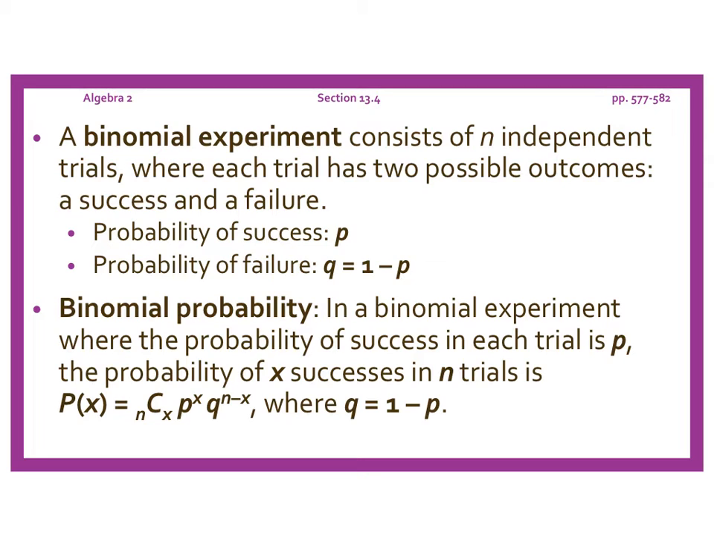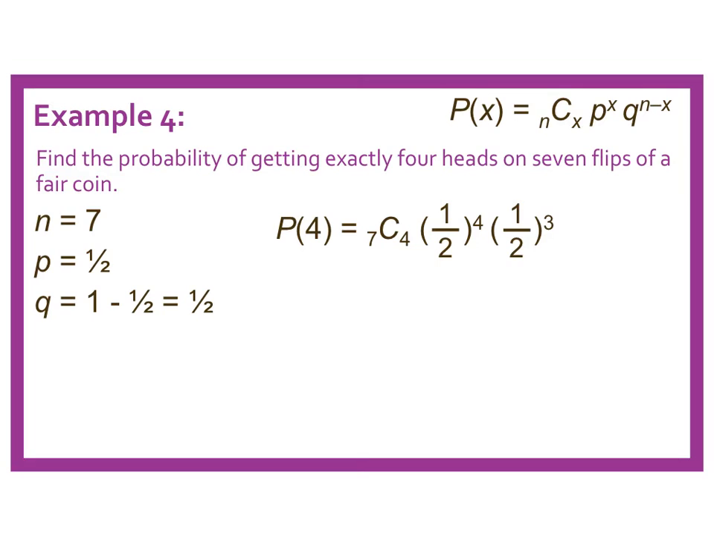All right, so binomial probability: in a binomial experiment where the probability of success in each trial is P, the probability of X successes in N trials is... well, basically, that's one of those terms that we did of the binomial expansion. Okay, but this formula is important for you to remember, so make sure you write this down and put it on your formula sheet. I've put it up at the top of the slide for right now until we get used to it.